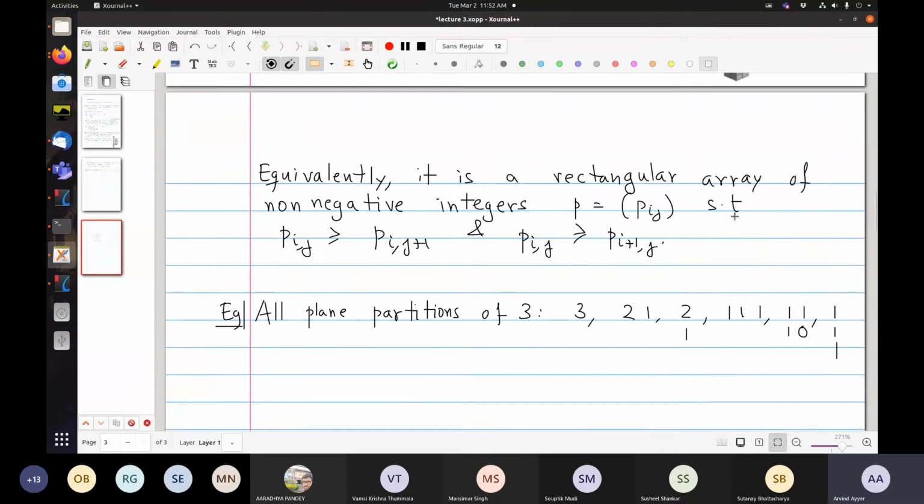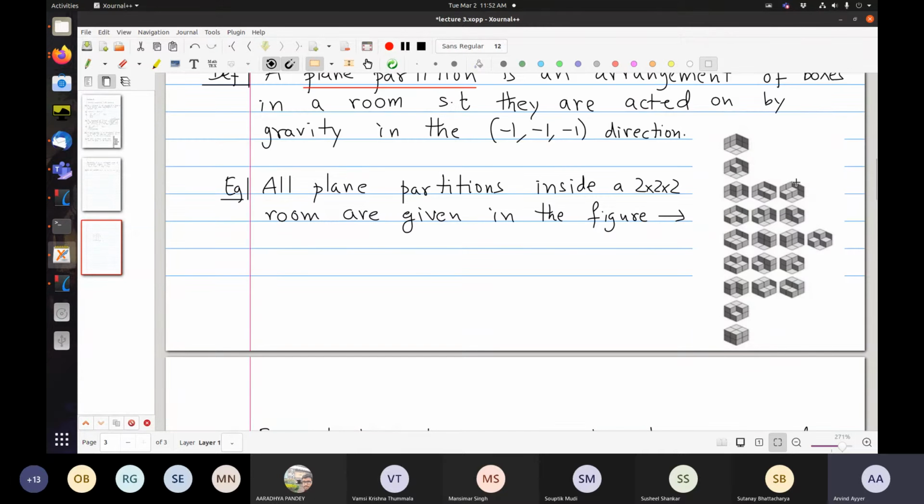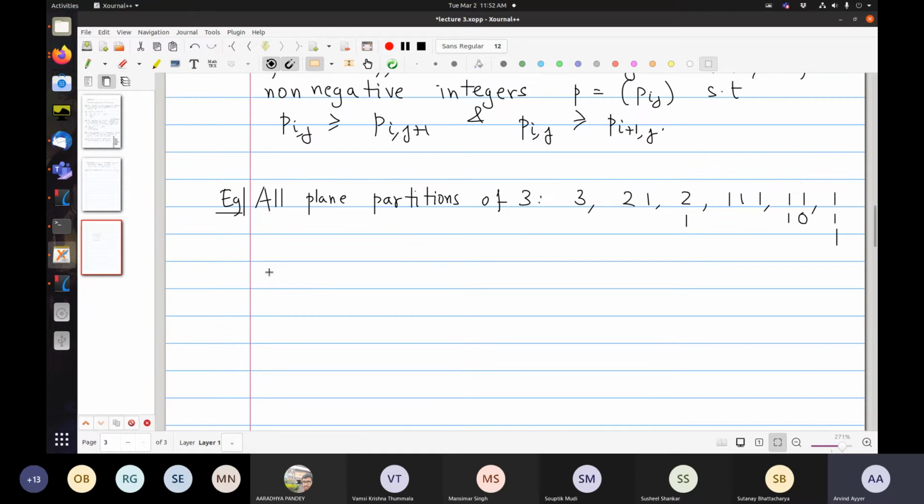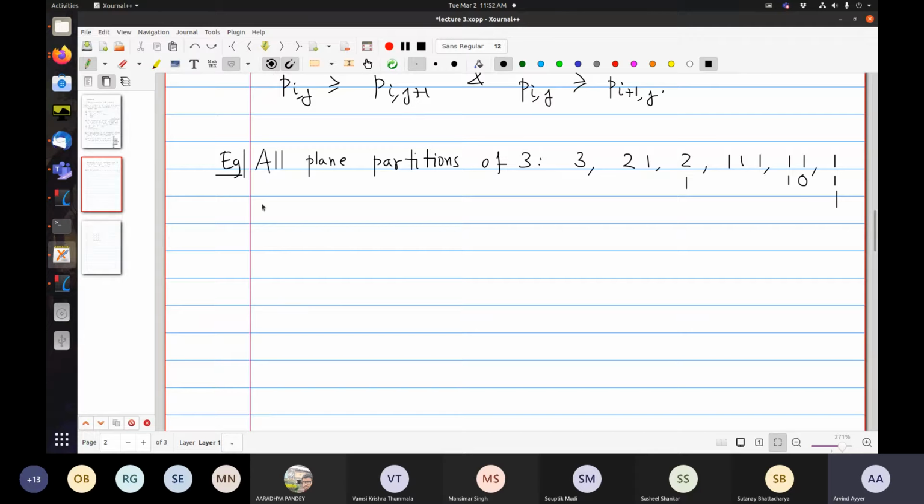Okay, so here are, as I said, all the plane partitions inside a 2x2x2 box. So, a question: for a plane partition P, what is going on?